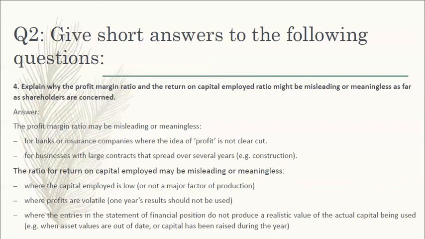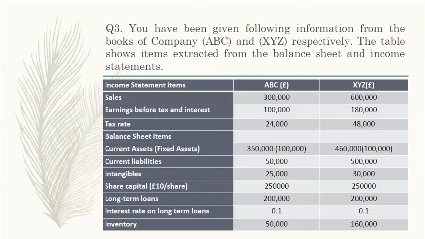Next question. In this question, we will have the following information for company ABC and company XYZ. You have been given the following information from the books of company ABC and company XYZ, respectively, and the table shows items extracted from the balance sheet and the income statement.